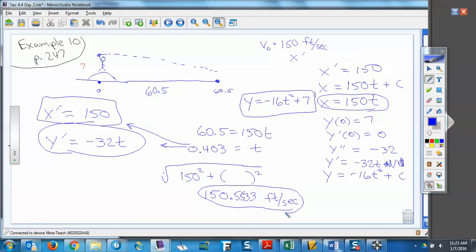The height of the ball when it crossed home plate, right? So what equation up here gives us the height of the ball? That equation right there. That's the vertical position of the ball. And so what would we plug into this equation?